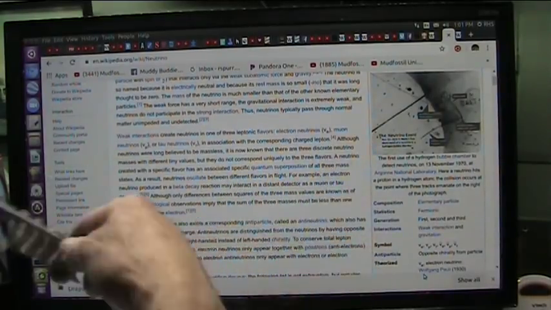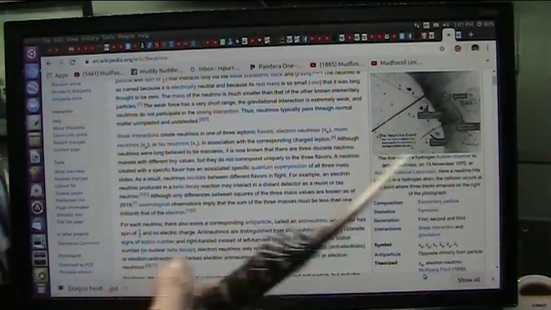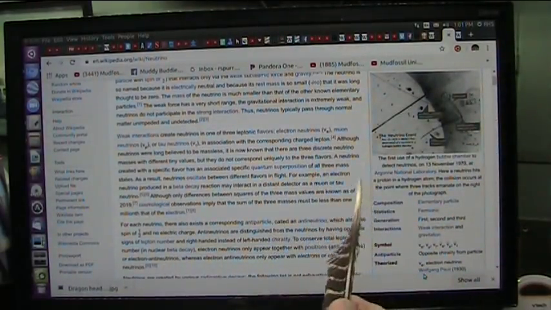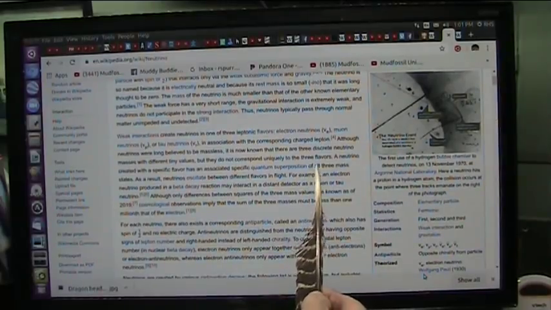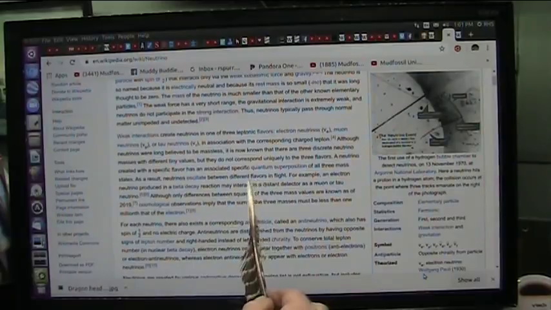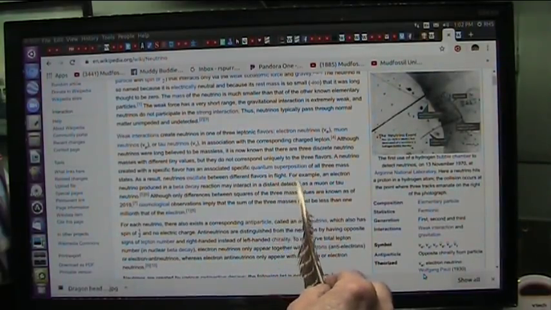There's three different flavors amongst them because once you're spitting out particles, you can't just say, I only want the one particle. You're going to get 1s, 2s, and 3s, absolutely every time. You can't separate those out. All three mass states. As a result, neutrinos oscillate between different flavors in flight. Well, they don't oscillate. They have three different flavors.